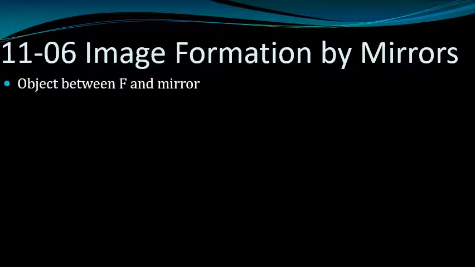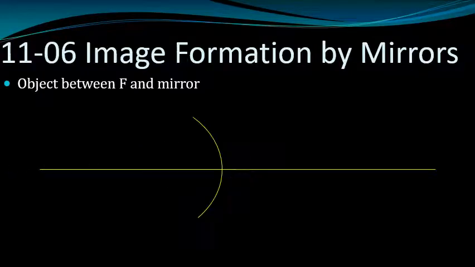Let's try another one. This time let's put the object between F and the mirror. So my mirror, C and F. As C, I measured exactly. F is halfway in between. Put my object somewhere like that.